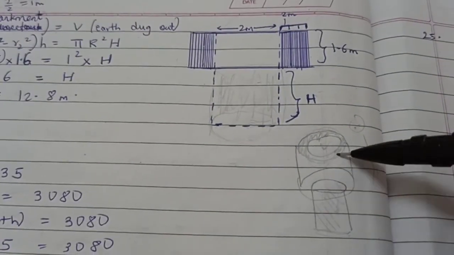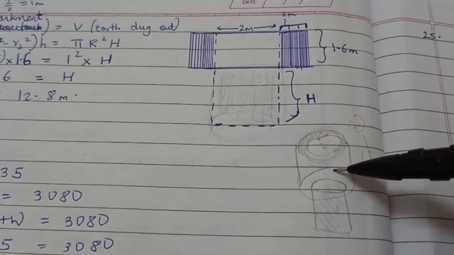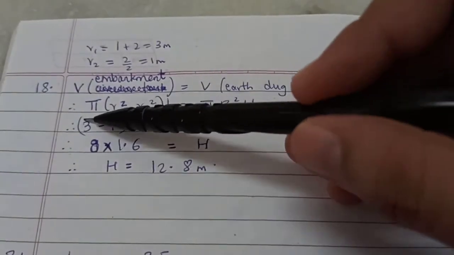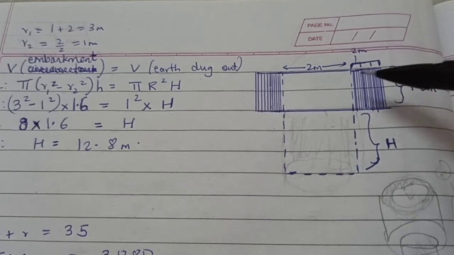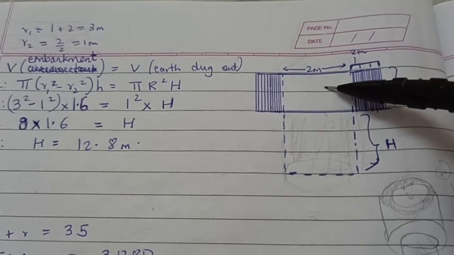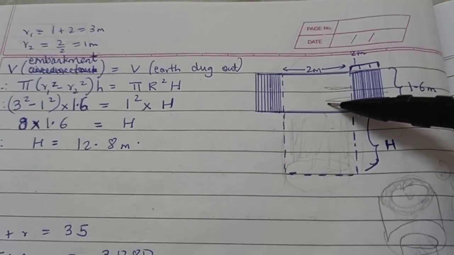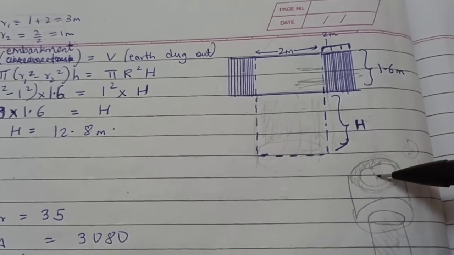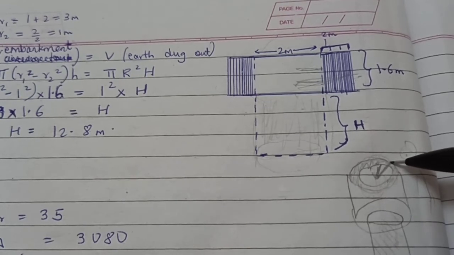Volume of this embankment, it looks like a hollow cylinder, open cylinder. So what is the volume of this hollow cylinder? It is pi (r1 square minus r2 square) h, where r1 is the big radius and r2 is the small radius. How much is r2's value? 1 meter. And r1's value? Think about it. 1 plus 2, 3 meters. So r1 is 3 meters and r2 is 1 meter, because the thickness is 2 meters, given in the question.